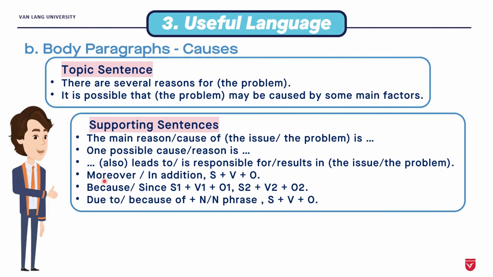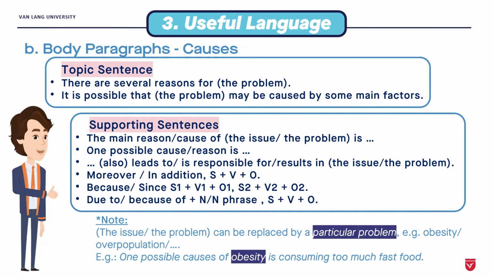Next, we can use "moreover" or "in addition" plus clause, or "because" or "since" clause 1 plus clause 2. Finally, "due to" or "because of" noun or noun phrase plus clause. Please be noted that the issue or the problem can be replaced by a particular problem, such as obesity or overpopulation. For example, one possible cause of obesity is consuming too much fast food.